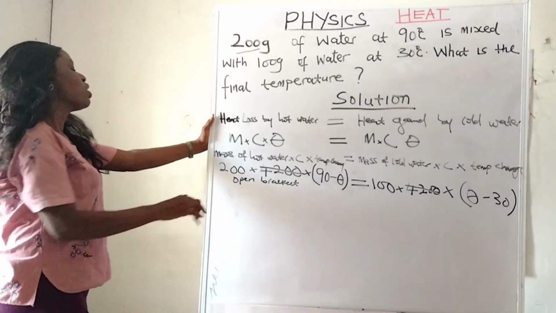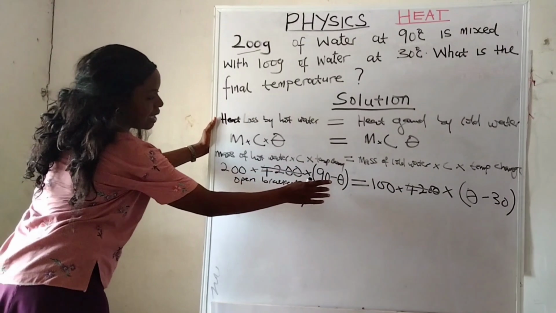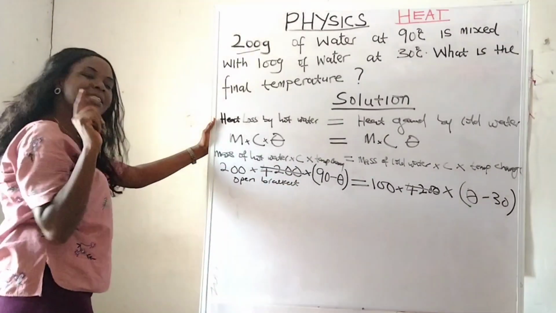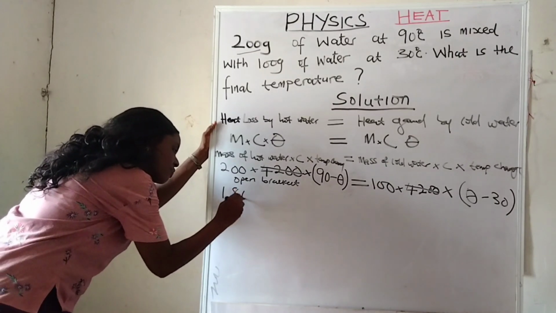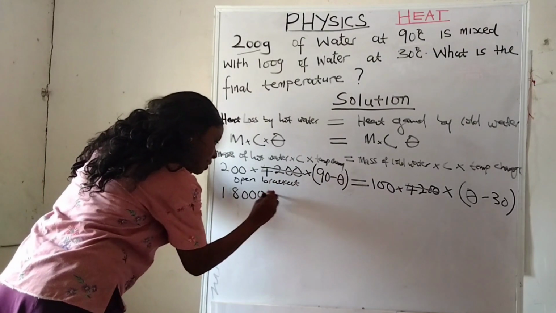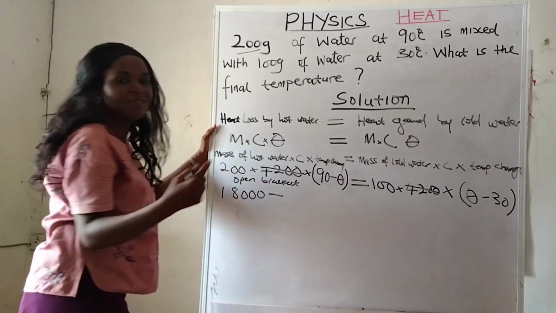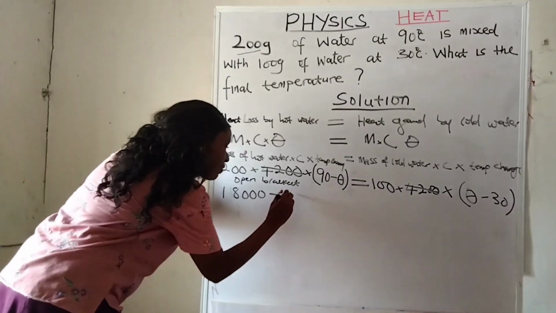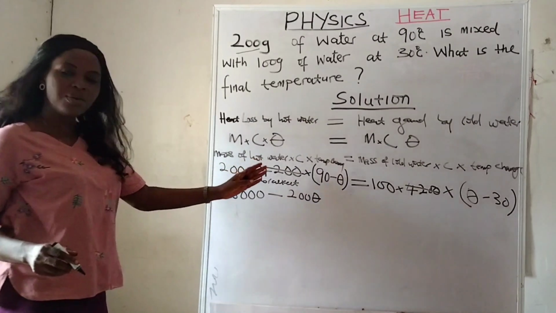I will say 200 times 90. I'm opening this bracket now, and it will give me 18,000. I'll write it: 18,000. Put this minus here, and I'll say again 200 times theta will give me 200 theta. I'll write it: 200 theta. I'm done with this side.